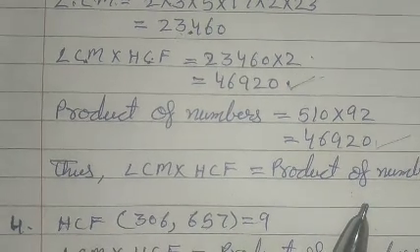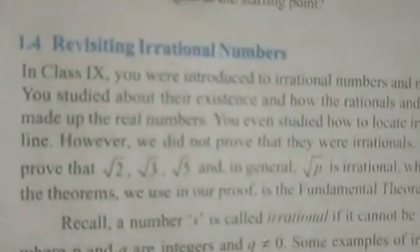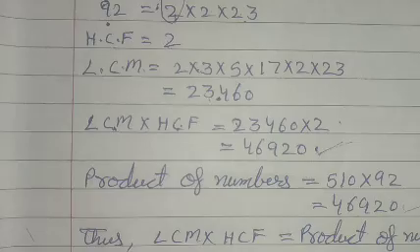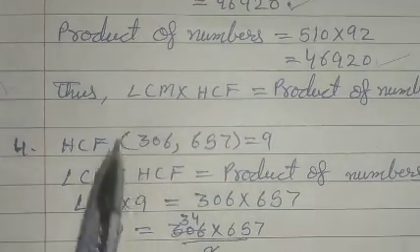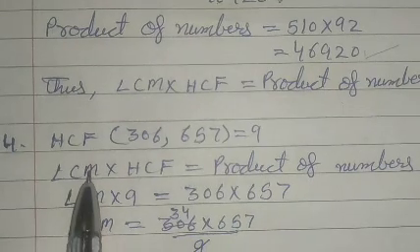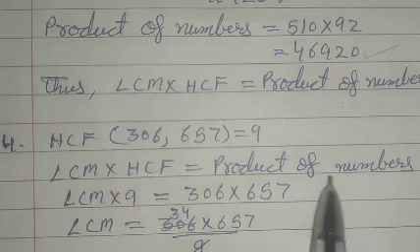Now, the fourth question. In your fourth question, he is saying that the HCF of 306 and 657 is given to us as 9. You have to find the LCM. We will use the same thing we did in the previous question. HCF is given as 9. As we know, for two numbers, LCM × HCF equals the product of the numbers.